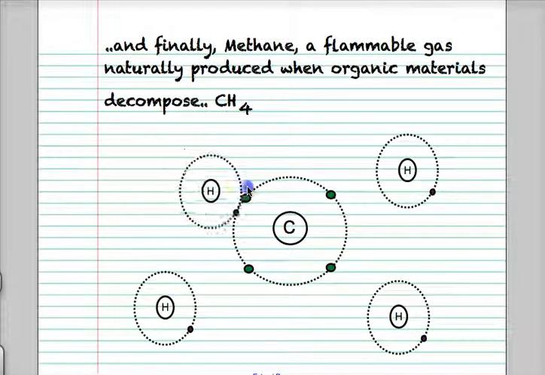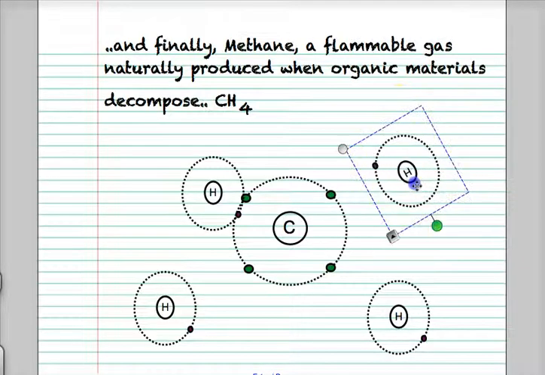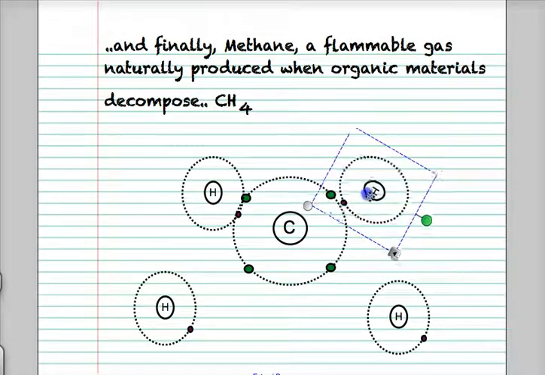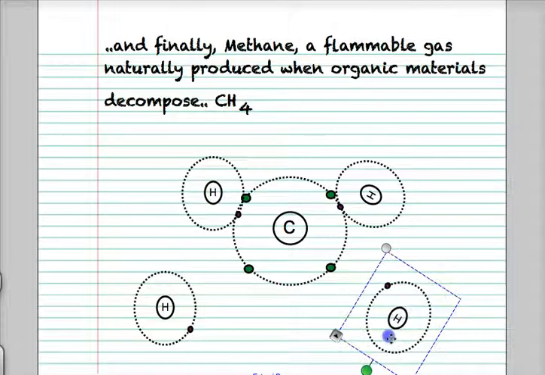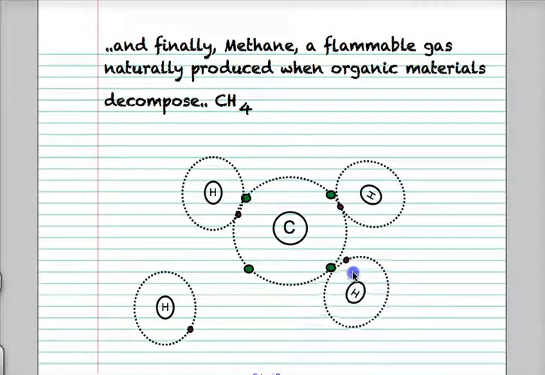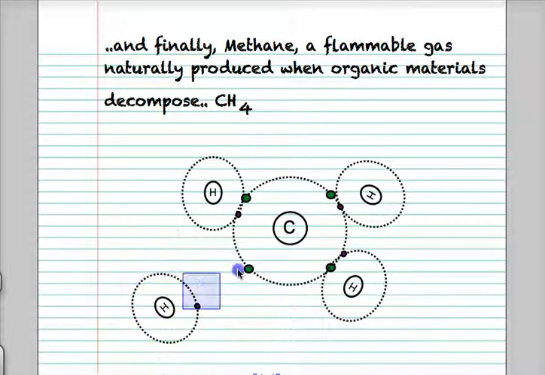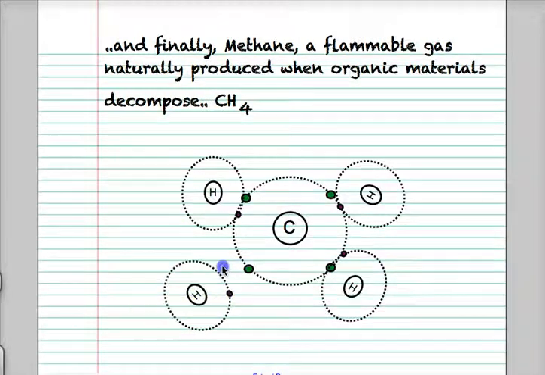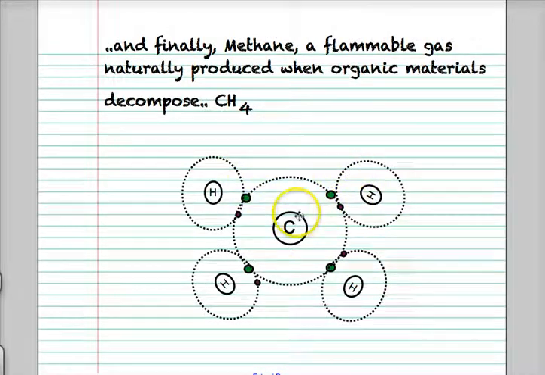So I'm just going to take these in. Going to need to rotate this one round before I take it in. There we go. Also, rotate this one there and rotate this one round. So now we can see everyone's happy. Each hydrogen has 2 and the carbon has 8.